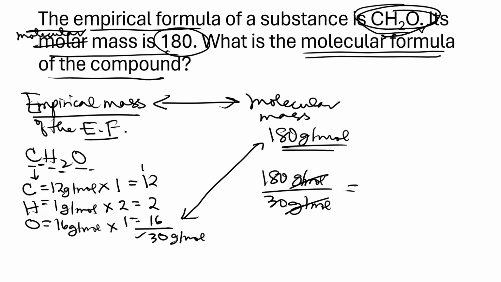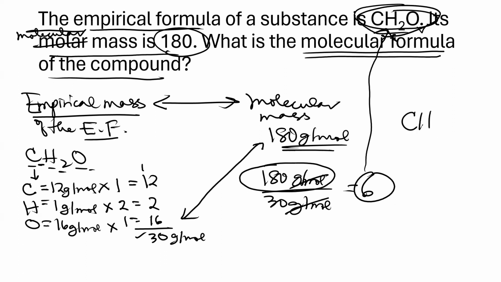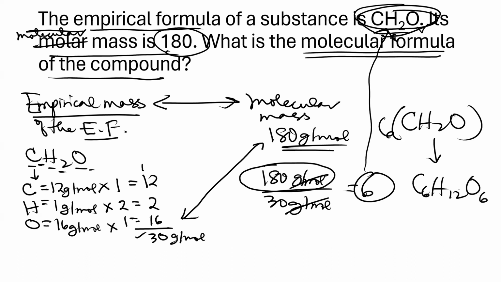If we divide these two values, we'll get 6 as the answer, right? That means that we need to multiply our empirical formula by 6 so that we'll get the actual molecular formula of the compound. So in that case, CH2O, if we multiply that by 6, we'll get C6H12O6, right? So that's a similar molecular formula as glucose. That would be the answer to this problem.